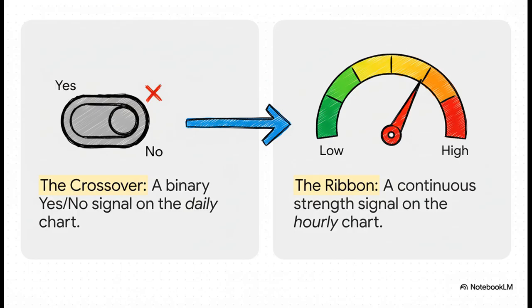And this, right here, is the core upgrade we're talking about today. Over on the left, you've got your basic crossover, a simple yes or no. But on the right, you have the ribbon. Think of it less like a switch and more like a gauge on your car's dashboard, giving you a continuous read on the trend's strength. We're also shifting from a slower daily chart to a much more responsive hourly one. So this isn't just a new tool, it's a totally different way of seeing the market.